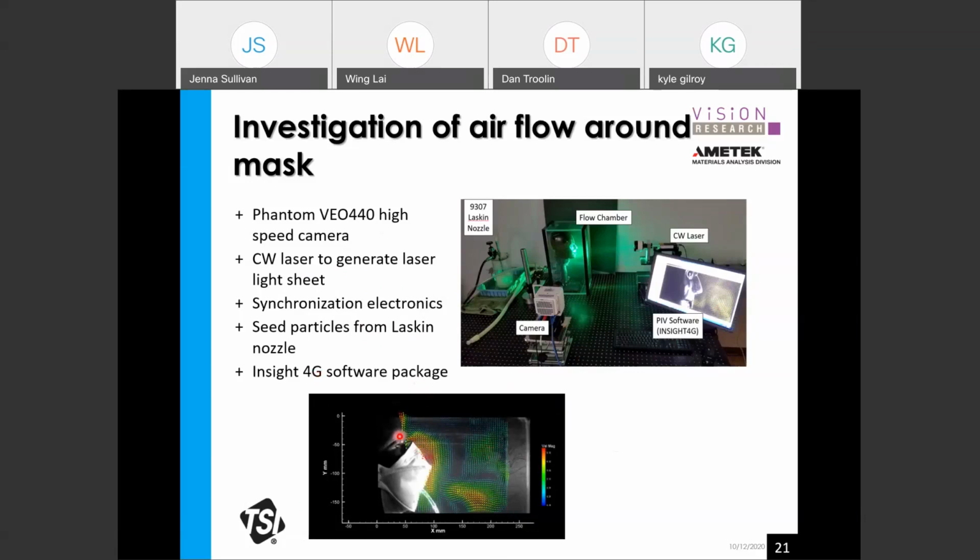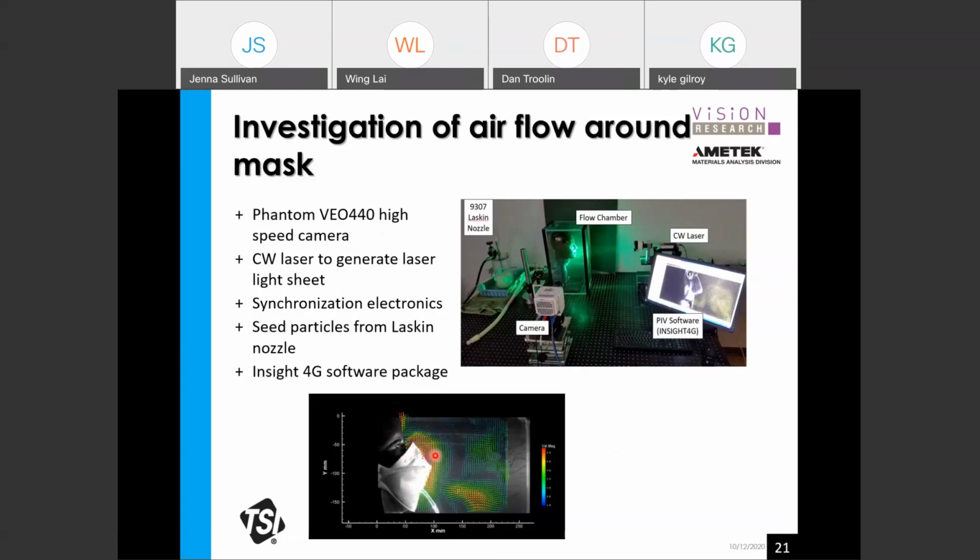So for this particular case, it appears that there is a kind of motion going on, the air motion actually going into the mask through around the nose area. So this is a very good technique to find out whether there's any leakage through the mask. And then it showed that there could be some leakage around this particular area.